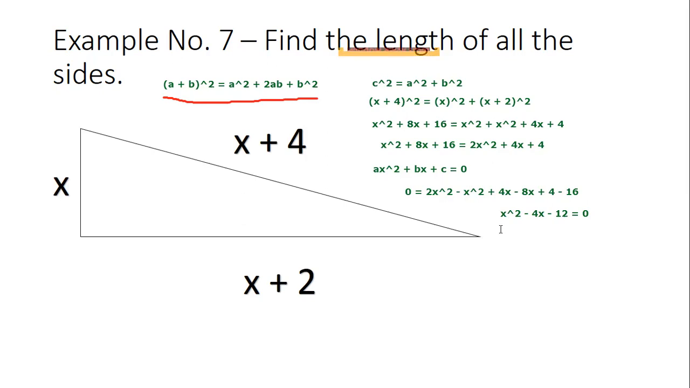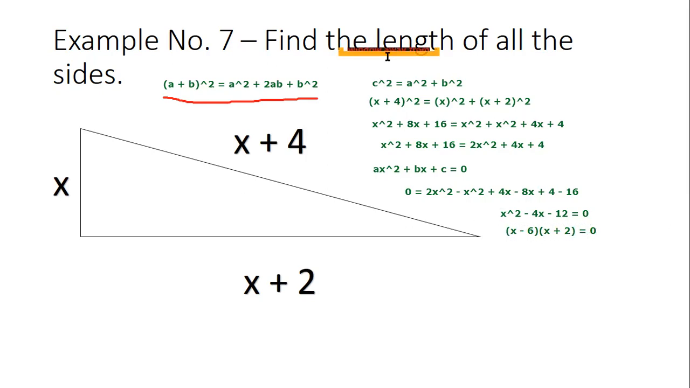We're going to use three ways to get the roots of this quadratic equation. Those are factoring, completing the square, and the quadratic formula. In this case, I'm going to use the factoring method. So I'm going to factor this out: x minus 6 and x plus 2 is equal to 0. These are the factors that we need.